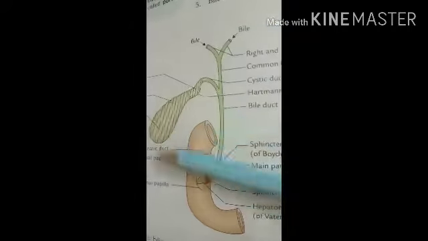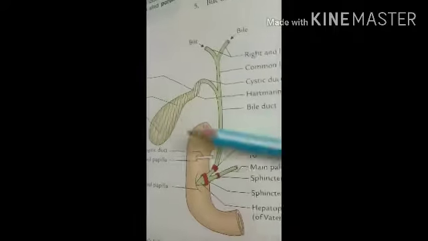The extrabiliary apparatus includes the right and left hepatic duct, then the common hepatic duct, then the gallbladder, then the cystic duct and the bile duct. So these are the 5 structures included in the extrabiliary apparatus. So let's start the details of these structures. So this is the extrabiliary apparatus.